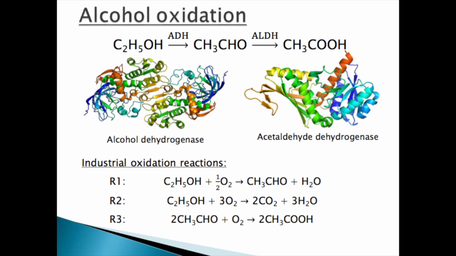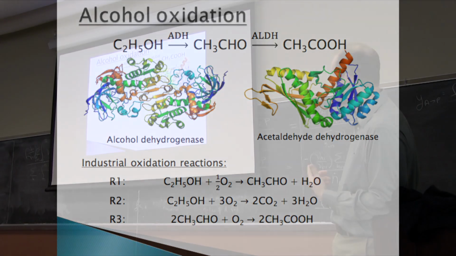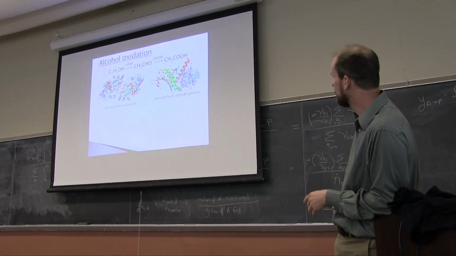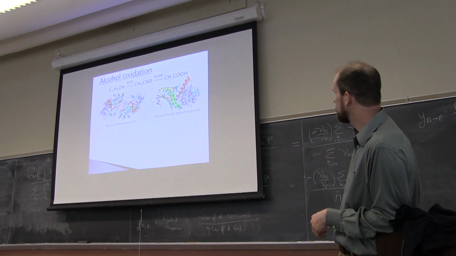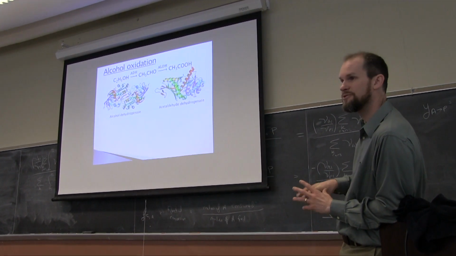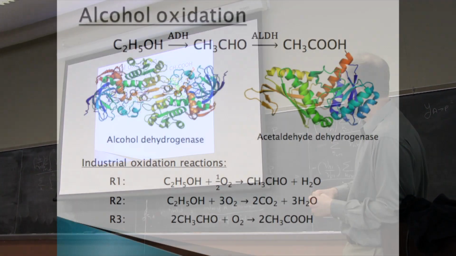Ethanol in the body gets broken down by alcohol dehydrogenase to acetaldehyde, and then acetaldehyde dehydrogenase pulls another hydrogen off and changes it to acetic acid. These are the enzymes that do that in the body, so your body controls this very specifically. Alcohol dehydrogenase can do just that reaction, and the acetaldehyde dehydrogenase can also control just that reaction.